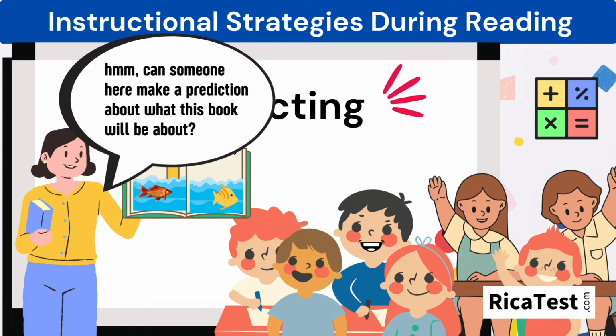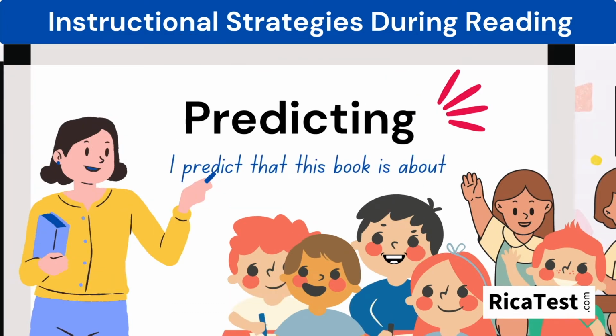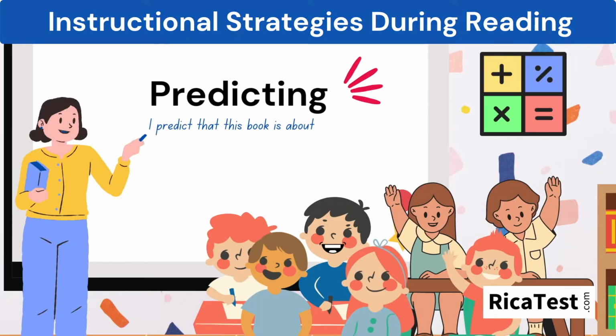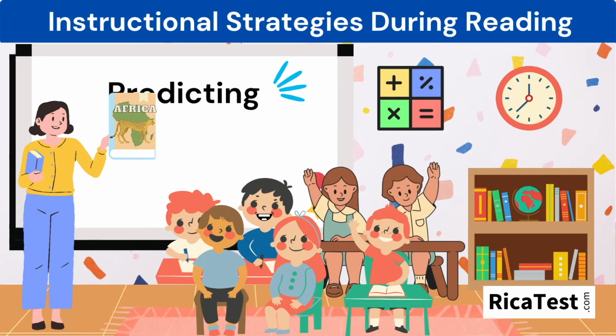Then the teacher might say, can someone here make a prediction about what this book will be about? The teacher may add a support such as a sentence starter written on the board. For example, I predict that this book is about, and then the teacher finds a volunteer student who tries to make a prediction. The student might say, I predict that this book will be about freshwater fish. If students demonstrated the ability to predict with student support in the lesson, the teacher will release more responsibility to the students in the next lesson.